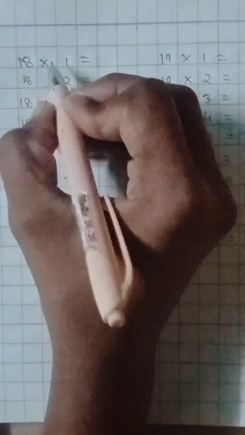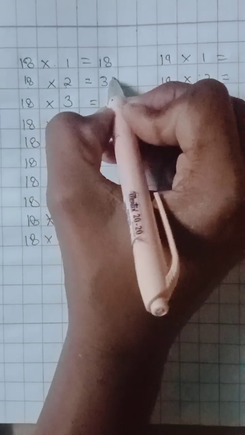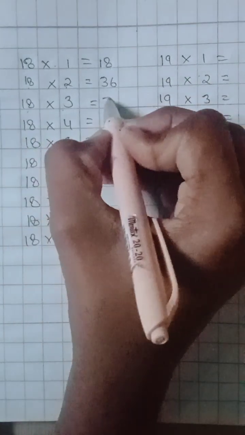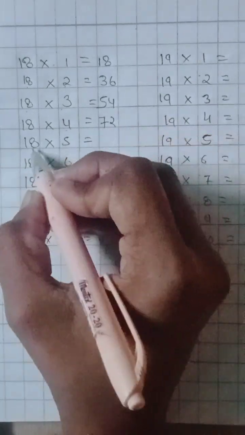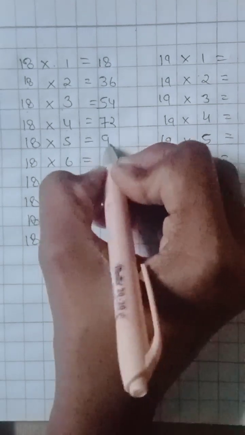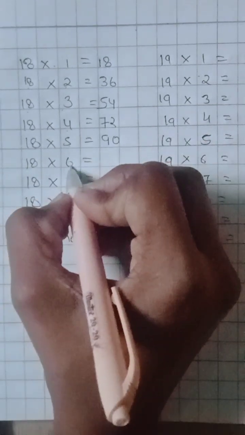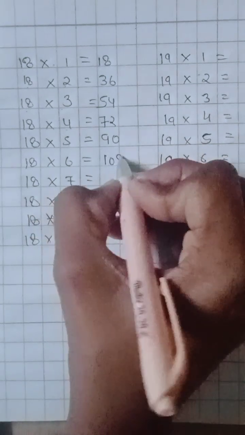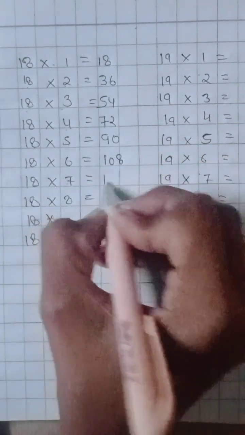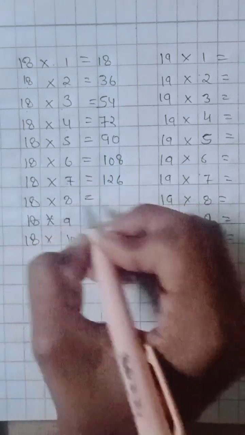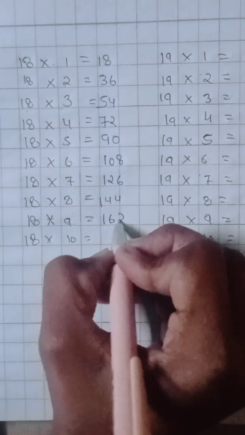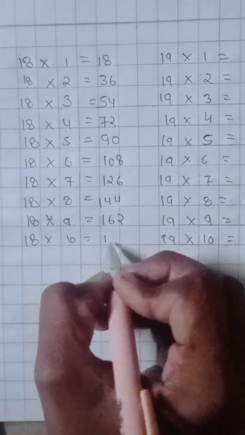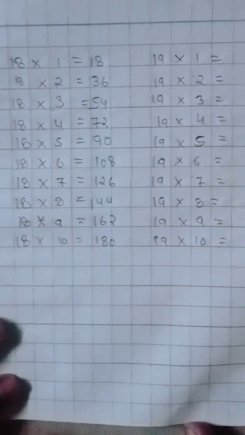18 ones are 18. 18 twos are 36. 18 threes are 54. 18 fours are 72. 18 fives are 90. 18 sixes are 108. 18 sevens are 126. 18 eights are 144. 18 nines are 162. 18 tens are 180. Now 19.